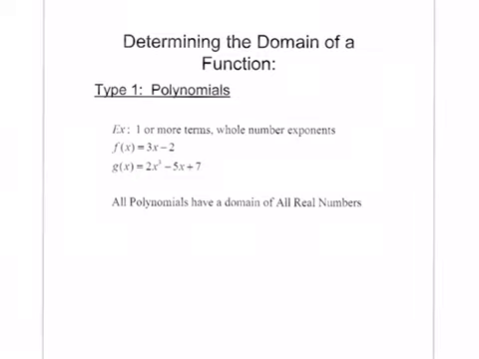So the question really is, is there anything we can't fill in for x and get a corresponding y? And with a polynomial, there are absolutely no limits. You can fill in a million, a fraction, a decimal, -1,000,000, anything you want, and you'll get a y back out. So therefore, the limitation is there are no limitations. The domain of all polynomial functions will be all real numbers. So in other words, -infinity to infinity.